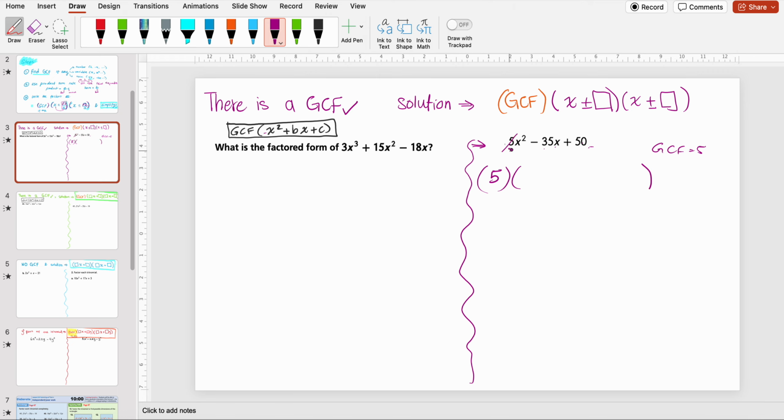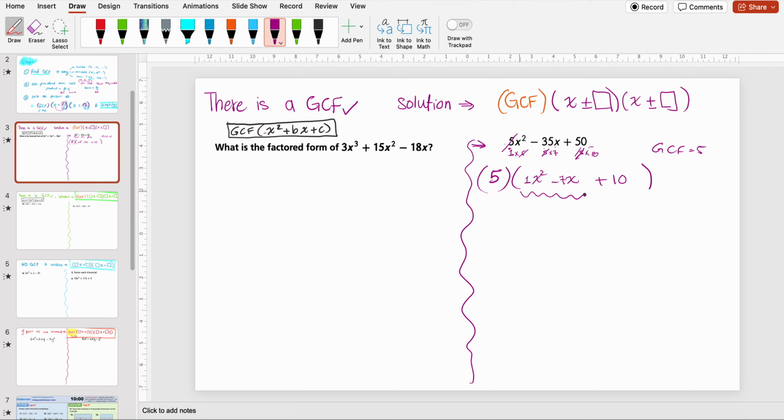When you take the GCF, you basically think: what times the GCF will give you this? 1 times 5. You took the 5, you have 1 x squared. Here 5 times 7, so you took the 5, you have 7x, or you can divide: 35 divided by 5 is 7. Here it's 5 times 10, you took the 5, you have 10 positive. Now this is your new equation.